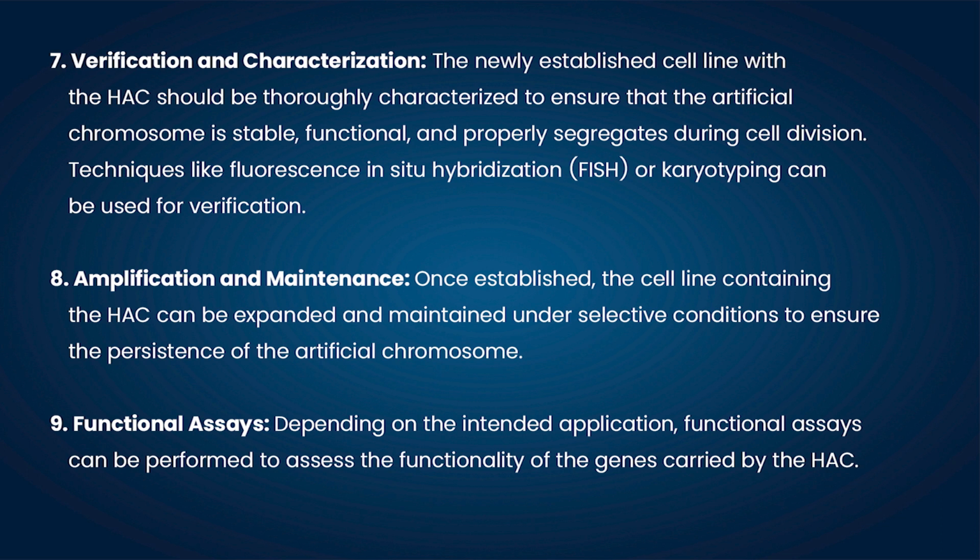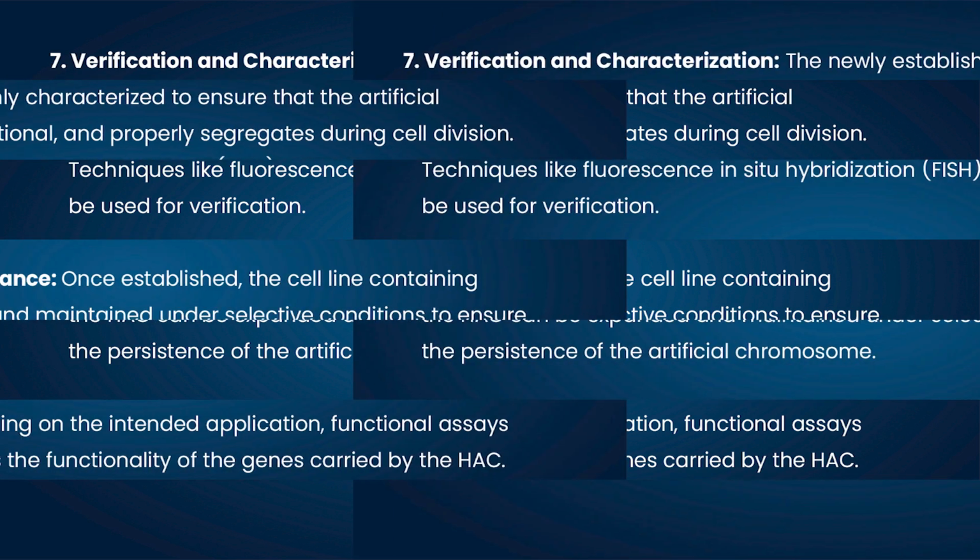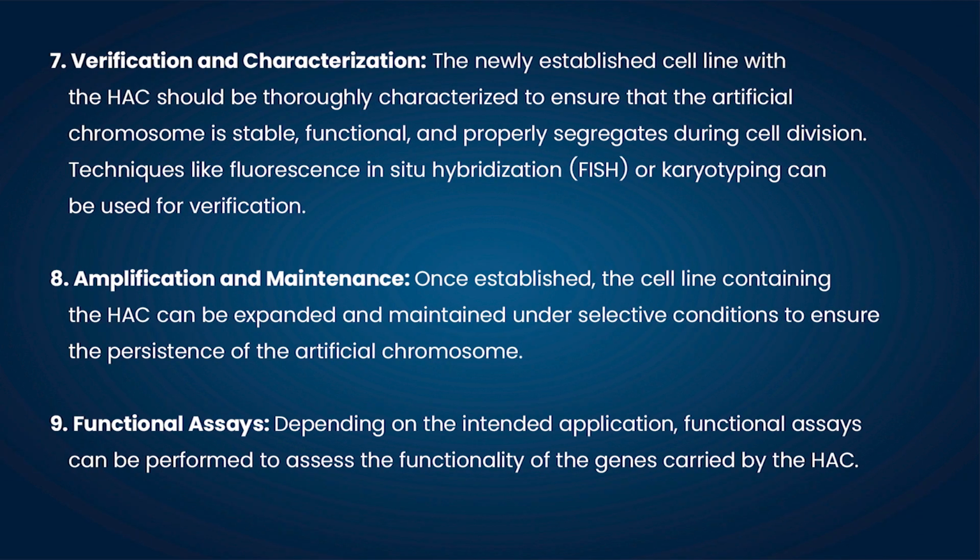Next is the functional assays. Depending on the intended application for which this HAC has been established, functional assays can be performed to assess the functionality of the gene that is carried by the HAC. It is just to check whether the genes that are carried by the mammalian artificial chromosomes inside the cell lines are working or not. So, these were the key steps which are used for the construction of mammalian artificial chromosomes or human artificial chromosomes.